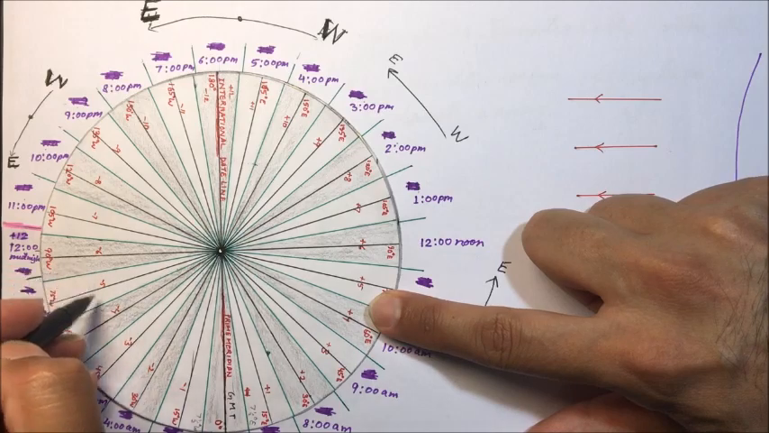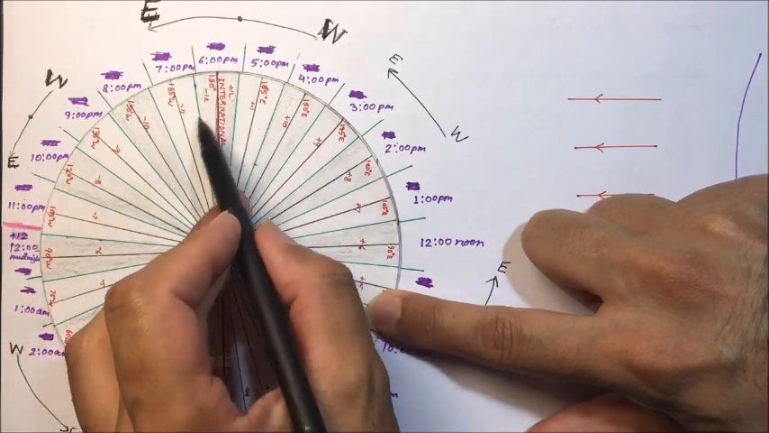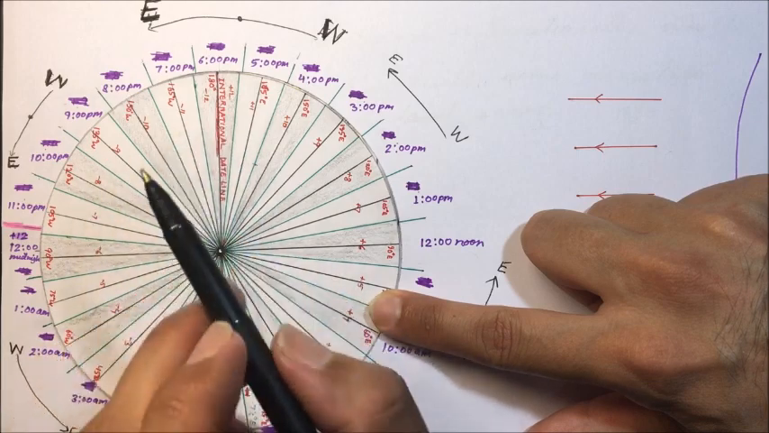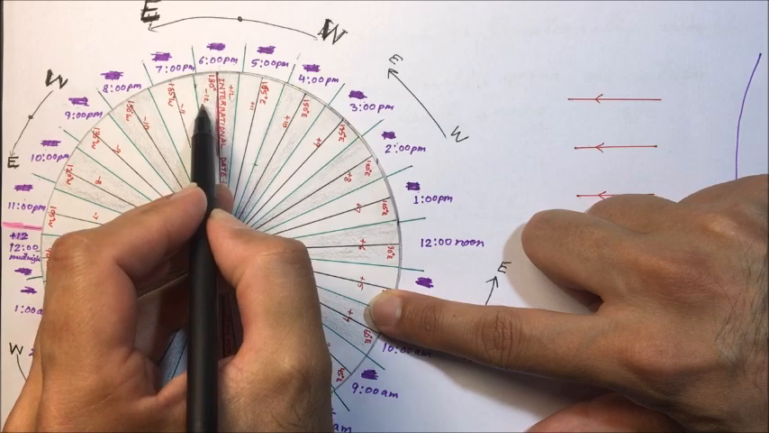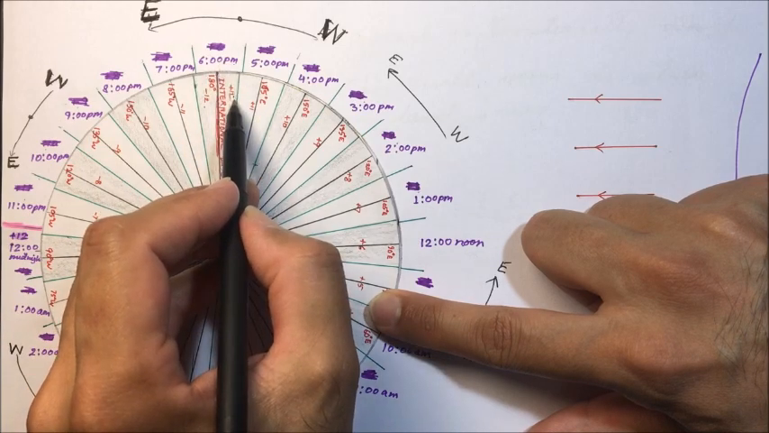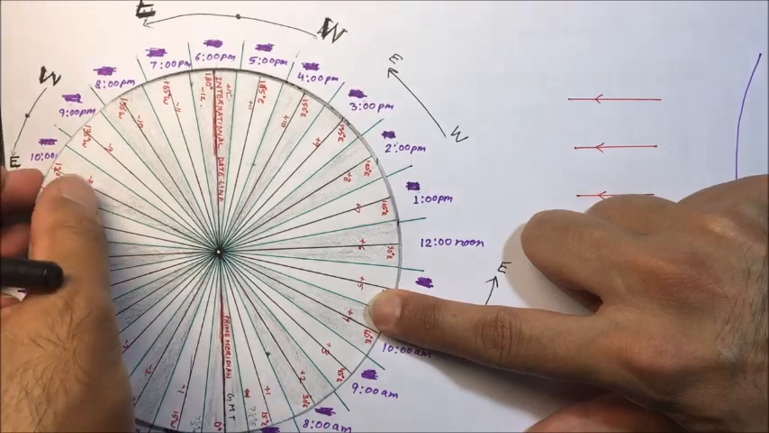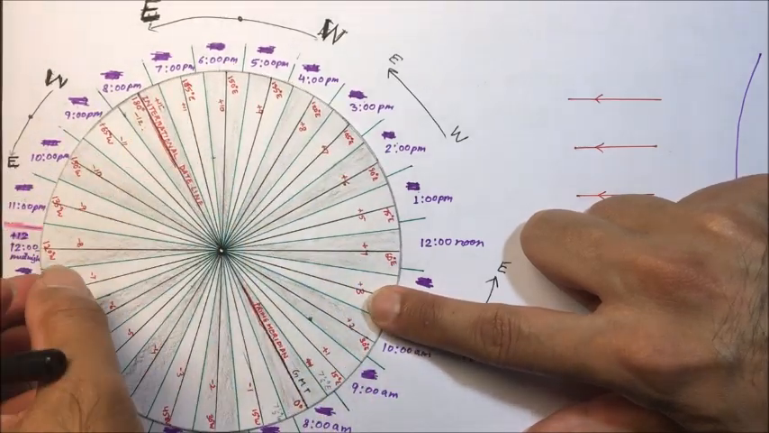So this will be our Tuesday, and Monday is only this much. It will be 6 p.m. of Monday on this side, and on this side we have 6 p.m. of Tuesday. Now, as we move further, Monday is decreasing and Tuesday is increasing.